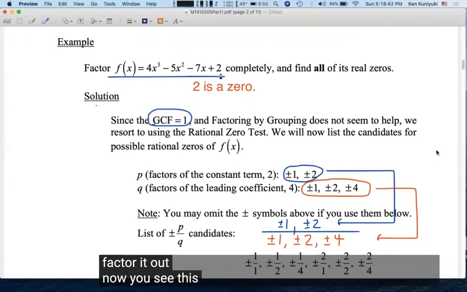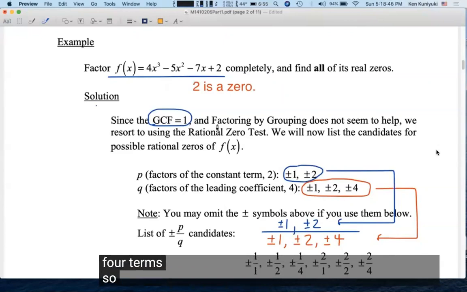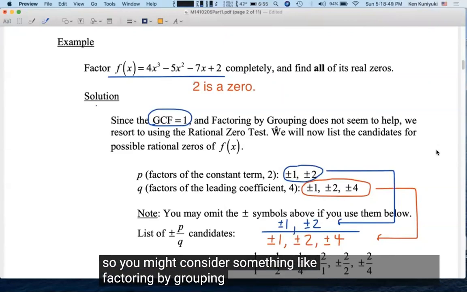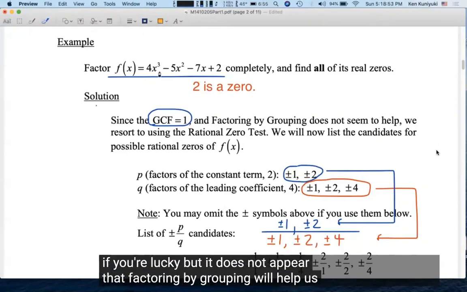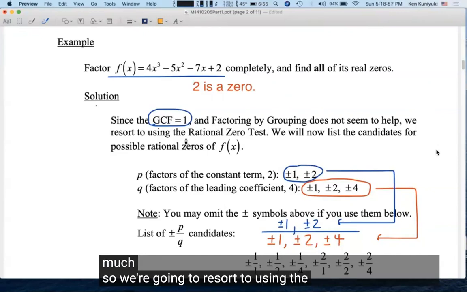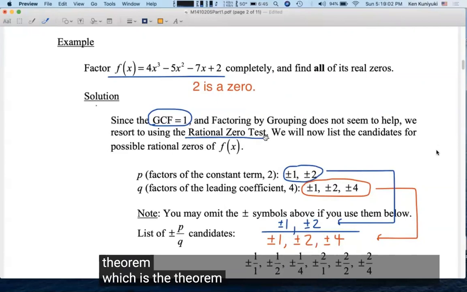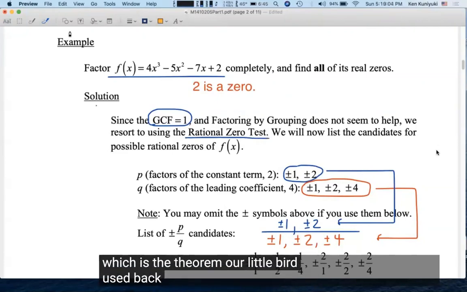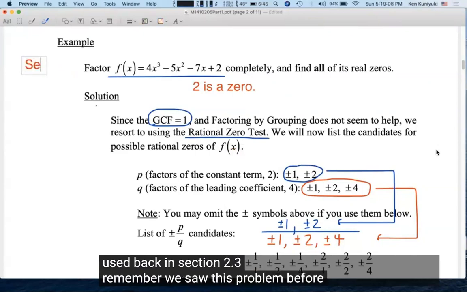Now, you see this polynomial, and it has 4 terms. So you might consider something like factoring by grouping if you're lucky, but it does not appear that factoring by grouping will help us much. So we're going to resort to using the rational zero test, or the rational roots theorem, which is the theorem our little bird used back in section 2.3. Remember, we saw this problem before in section 2.3.